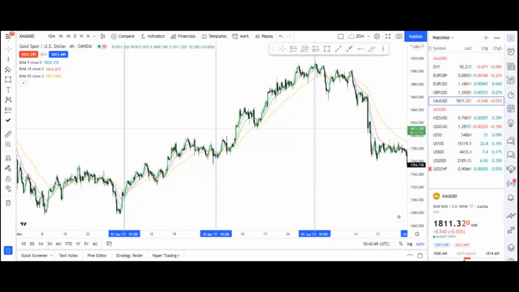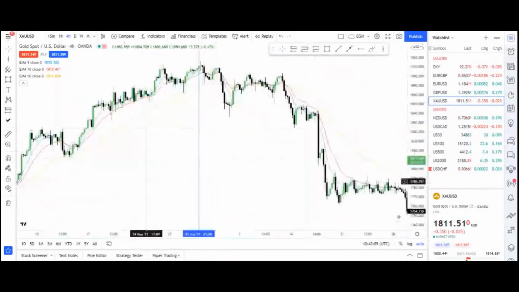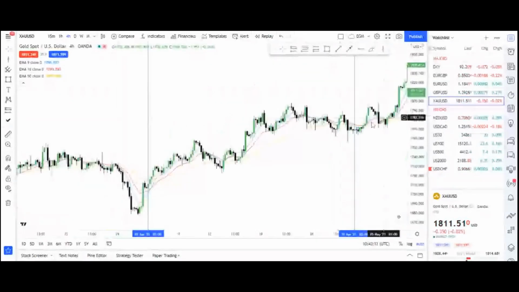So back to the charts now. I said we will be using three moving averages here: exponential moving average 9, 18, and 50. So let's start from the new month of April.